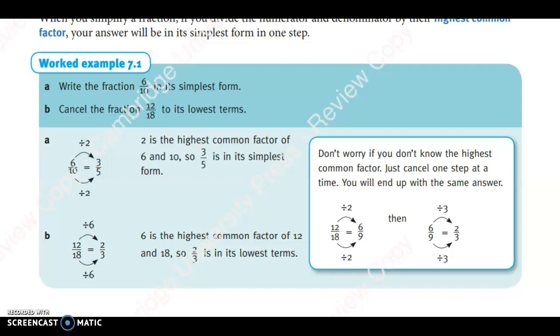Okay, that's all for today. I hope you understand about fractions. I just recalled to you about simplifying fractions.